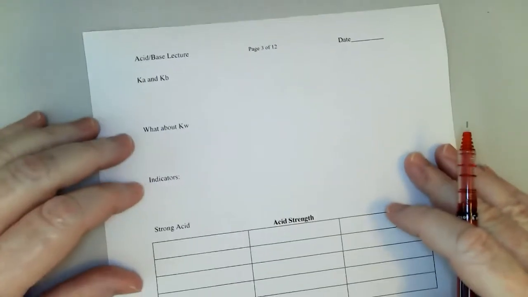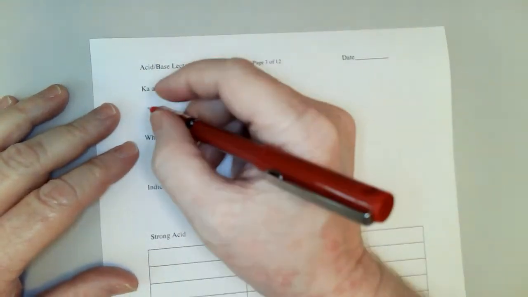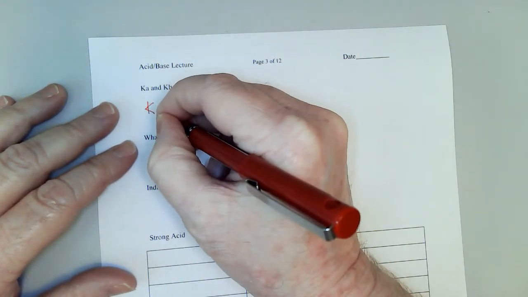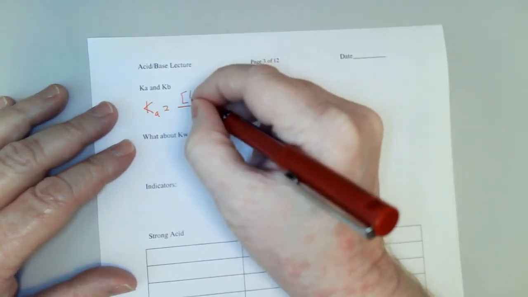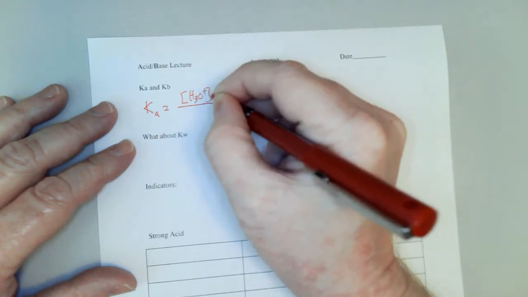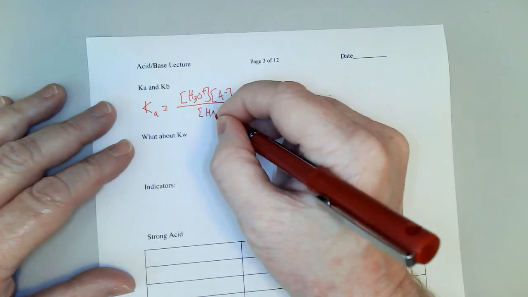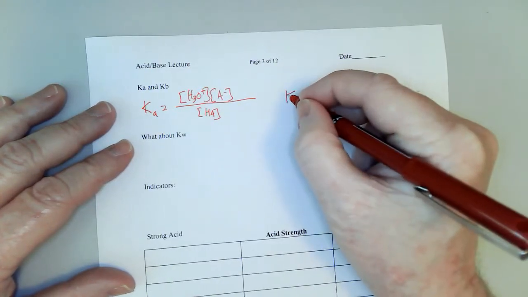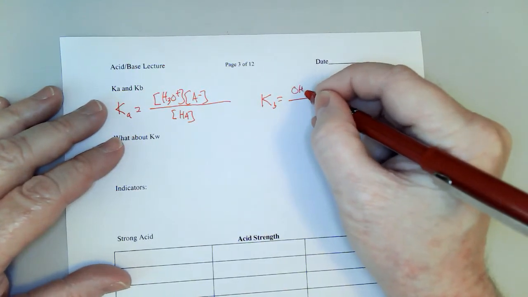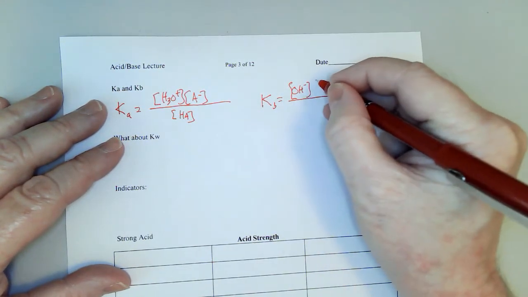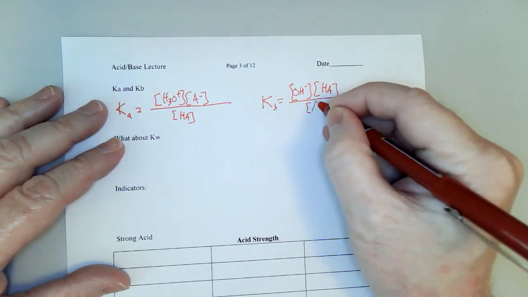Okay. So now, we should talk a little bit about how equilibrium is going to impact this chapter. We have Ka, which is an equilibrium constant for the dissociation of an acid, which would be like H3O plus times A minus divided by HA. And we can have a Kb, which would be OH minus times HA divided by A minus.